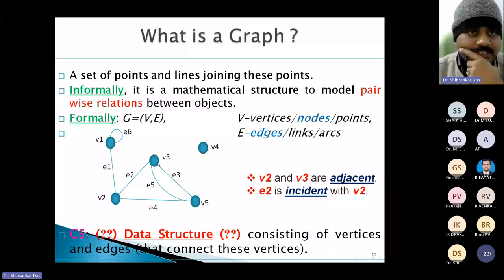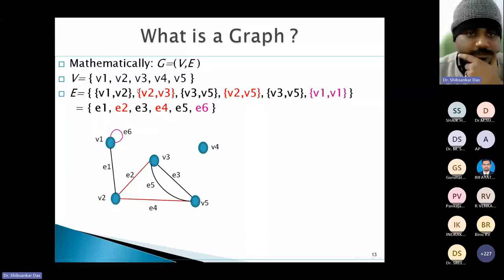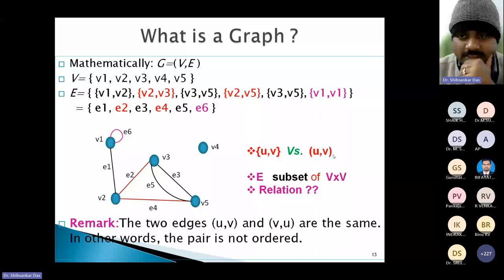So here, same graph, V1, V2, V5, and edges are denoted by this. It's an unordered pair basically, because it is an undirected graph. Some people write it in terms of round brackets also, but it is up to the assumption of the reader how they want to represent things.